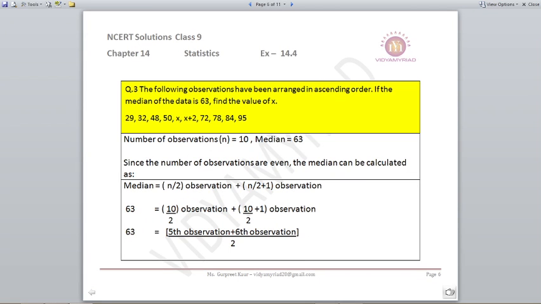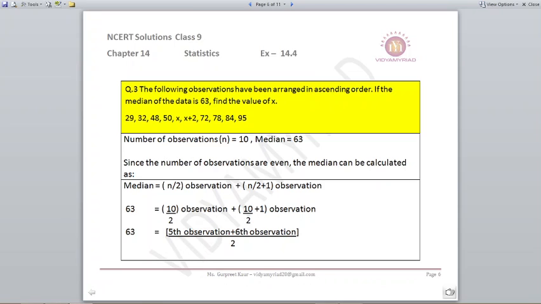Question number 3. The following observations have been arranged in ascending order. If the median of the data is 63, find the value of x. In this question we are already provided with the median, 63, and the number of observations given to us is 10. So what is the formula for median?